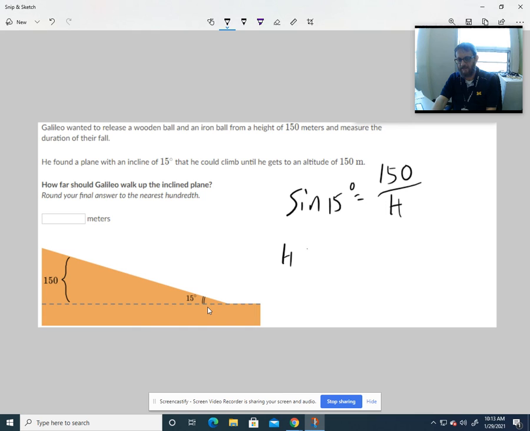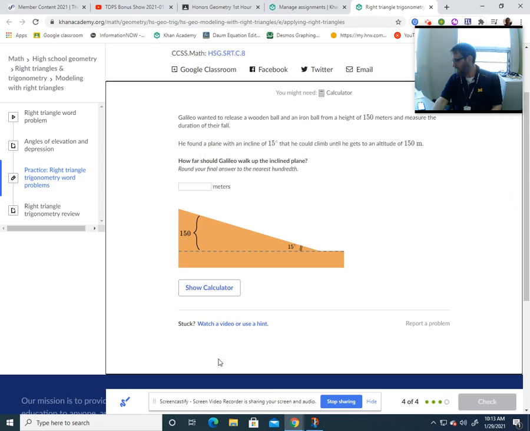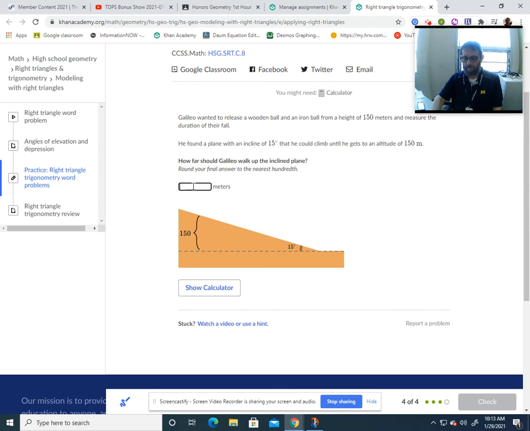Now, we multiply by the h, and then we divide by the sine. So now we have 150 divided by the sine of 15. And I get 579.55. And they want it to the nearest hundredth. Actually it's 579.56, because of the way I rounded it when I typed it in.